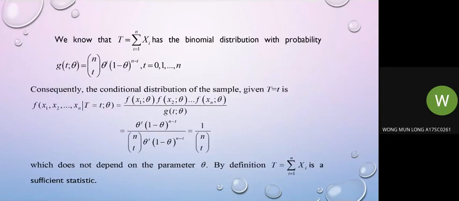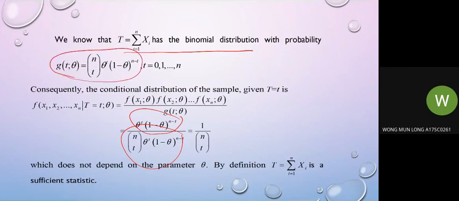So the conditional probability distribution is given as the joint probability divided by the PDF of your sufficient statistic. In this case, the original distribution is Bernoulli, so once you take the summation of xi, it becomes binomial. This is your PDF for binomial. Cancelling out, we just have 1 over n choose t. This value does not depend on the parameter theta. So by the definition, T equals summation xi is a sufficient statistic.